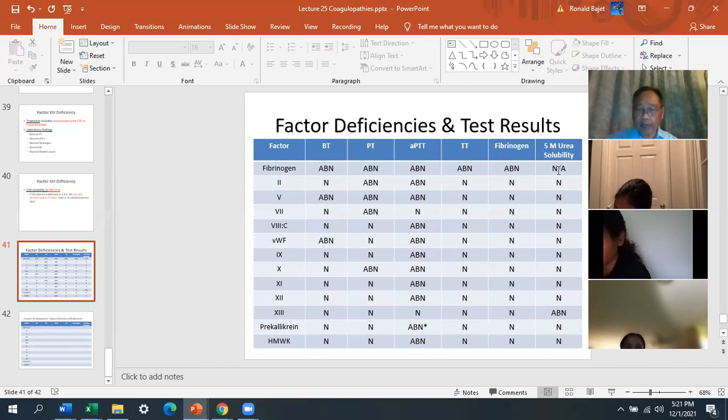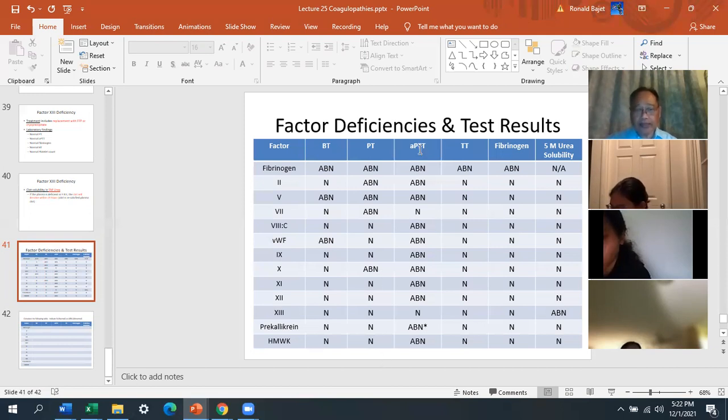The first one is non-applicable, but everything is normal, and you already know the 5-molar urea test, and that's for factor 13. So everything is normal except for factor 13. All right. So one abnormal, abnormal 1, abnormal 2, abnormal, and then the rest normal. 4, 3, and 1, 4 abnormal, 3 normal, 1 abnormal, then the rest normal.